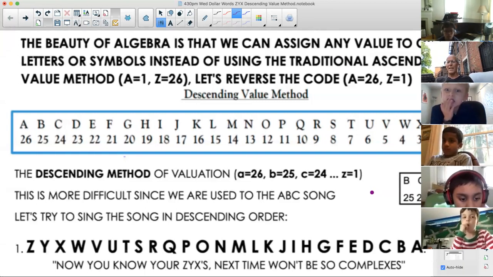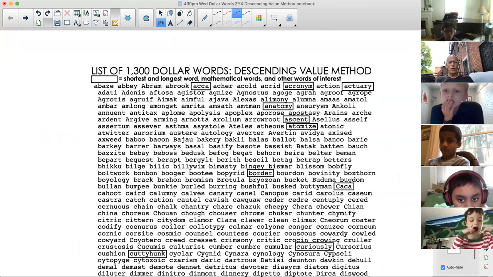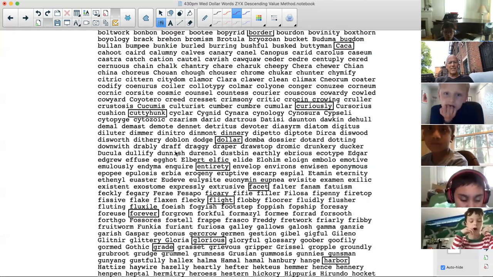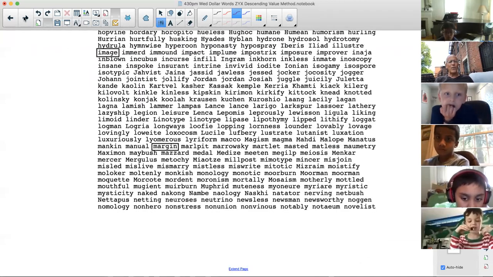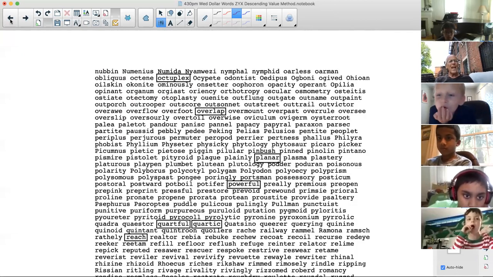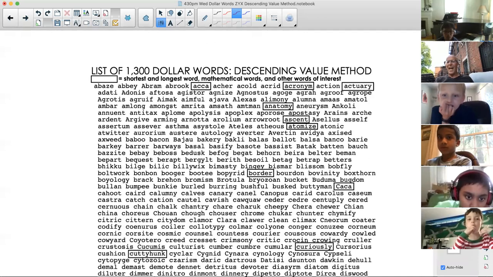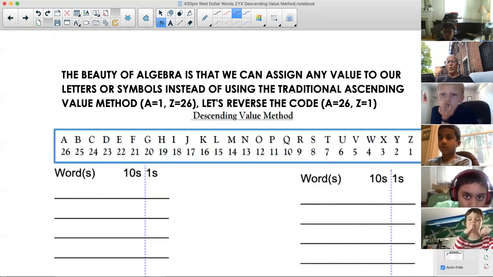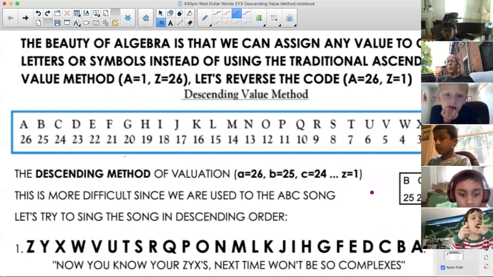Now, believe it or not, I have shared that with you. Don't look at it right now, because I don't want you to get these without trying stuff. But guys, look at this list. I gave you all 1,300 words. And then what I did is I circled some of the words that I really like.